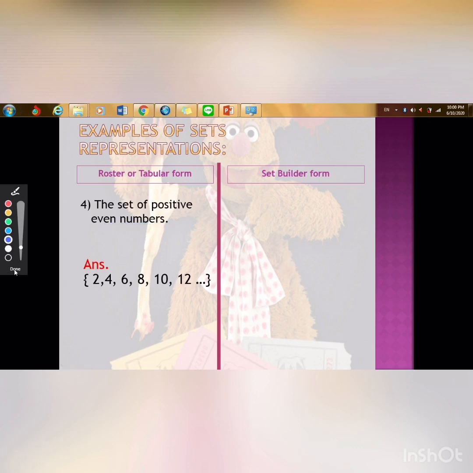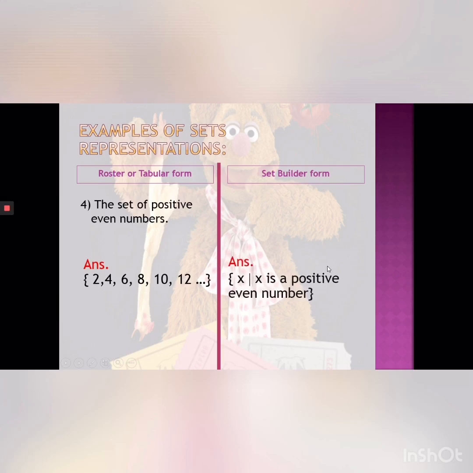So how are you going to write the answer in set builder form? It's just the same. Since we cannot write them in mathematical symbols, I think this is fair enough. You can have x such that x is a positive even number. As simple as that. Or you can also say x such that x is an element of positive integers that are even numbers. However, that answer is a bit too long, so I think the first answer is fair enough.